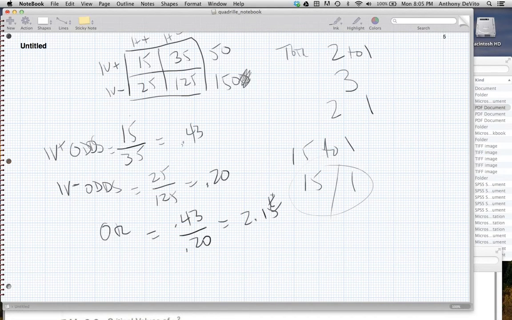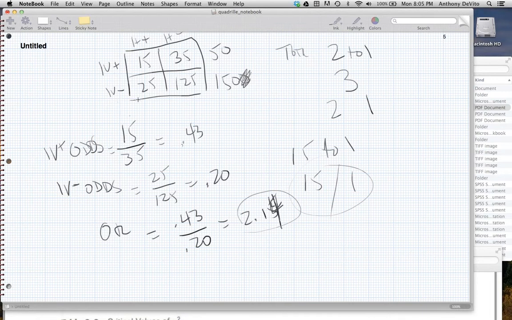2.14? Okay, I'll take your word for it. 2.14. Okay, the odds are 2.14 times as great that you would be HIV positive if you're an IV drug user versus if you're not an IV drug user. Is that the same as we got for relative risk?